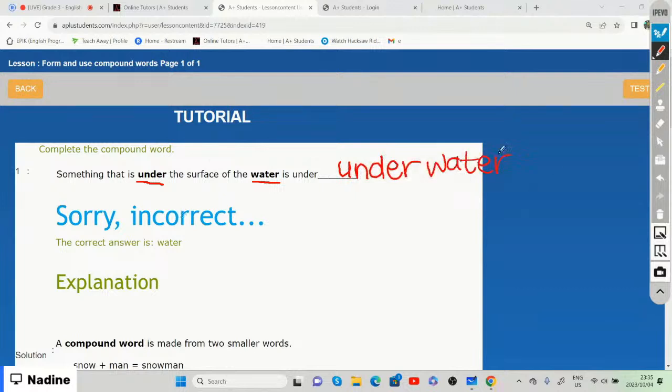Yes, it's underwater. So you see, this is also how you can complete compound words, right? It's where they will basically give you almost like a sentence, and then you're going to have to complete that sentence by filling in the compound word. But now the words in bold will basically tell you what the compound word will be. Something that is under the surface of the water. And we call that, if we put those two together, underwater. So well done.